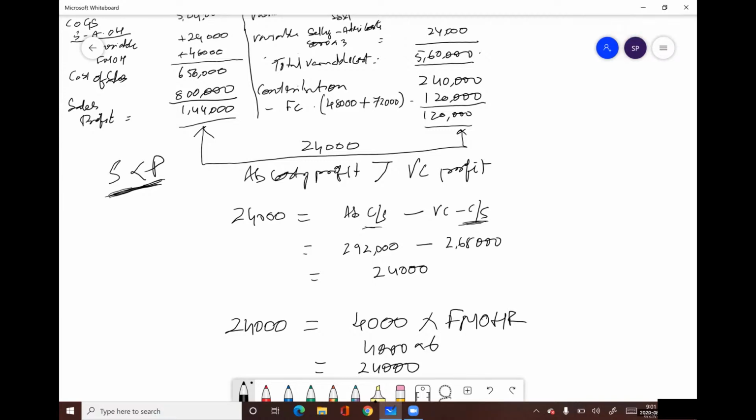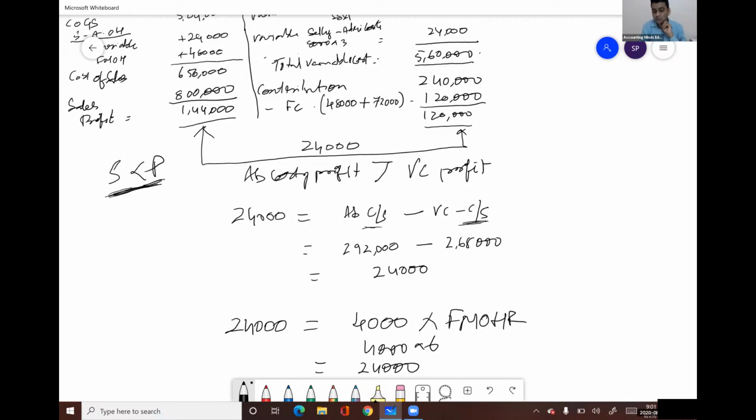Can I repeat it, sir? Difference in closing stocks. No, sir. The value will differ when sales is less than production. When sales is less than production, the profits under absorption costing and variable costing will be different. Okay?